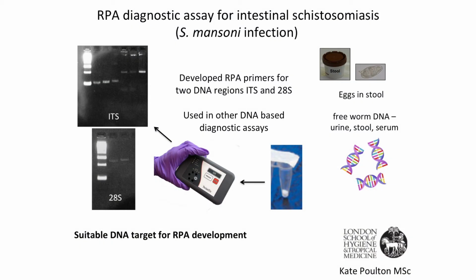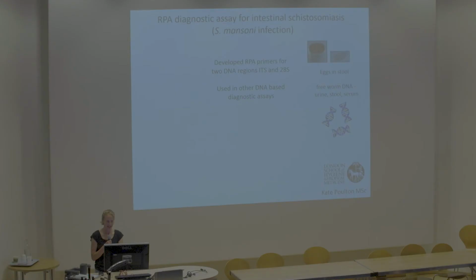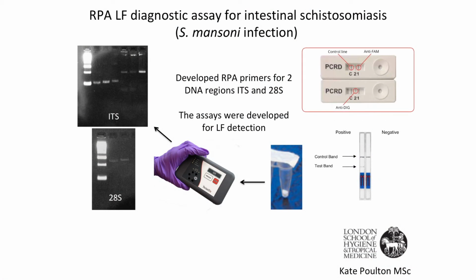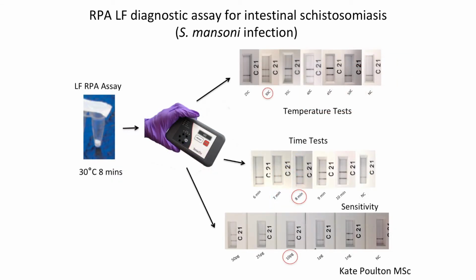I just want to show you that we've also looked at Schistosoma mansoni, the intestinal form, as well. And this is more tricky, because we're dealing with stool samples here, which are much more difficult to get DNA out of, with a lot more logistics involved. But we've developed an assay based on 2 DNA targets, and we ran these in our portable machines. And again, we were using just the lateral flow system for this. And again, we can get very nice results.